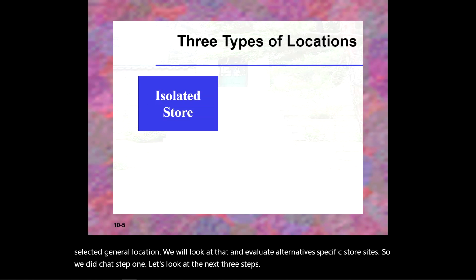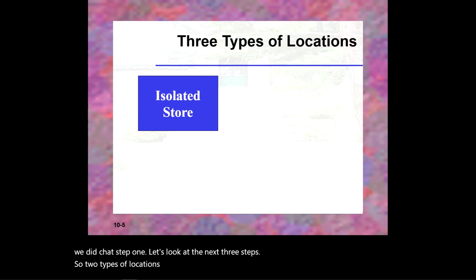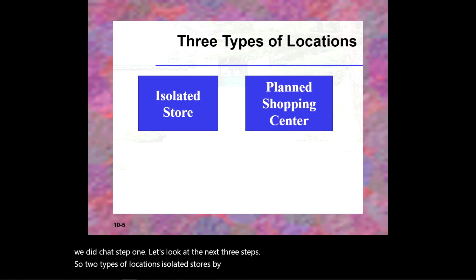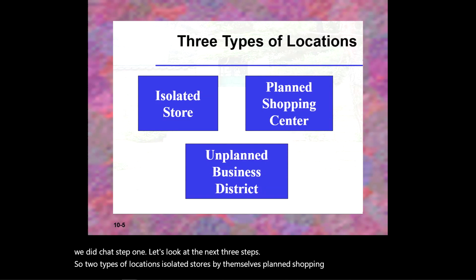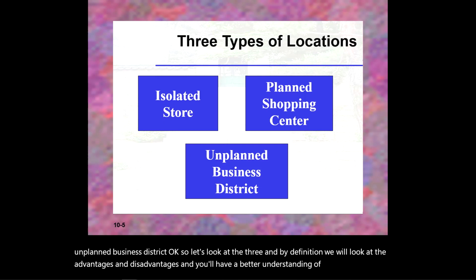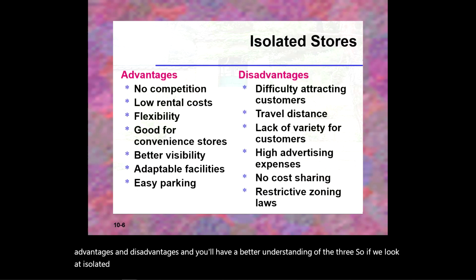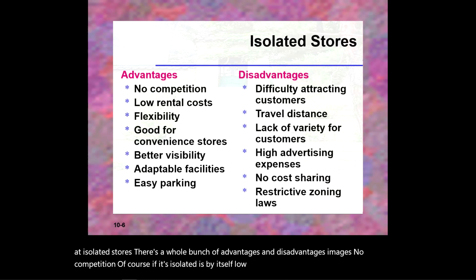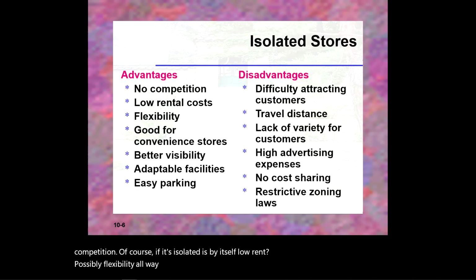So there are 3 types of locations: isolated stores, stores by themselves, planned shopping centers, and also unplanned business districts. Okay, so let's look at the 3, and by definition we will look at the advantages and disadvantages, and you'll have a better understanding of the 3. If we look at isolated stores, there's a whole bunch of advantages and disadvantages. Advantages: no competition. Of course, if it's isolated, it's by itself. Low rent, possibly flexibility, all the way down to easy parking.